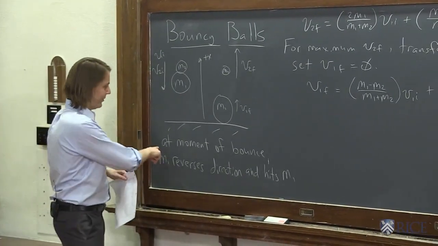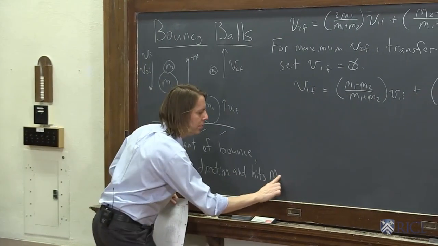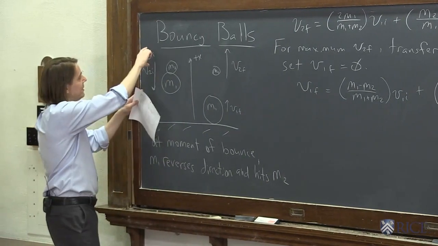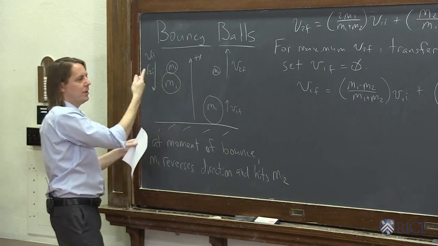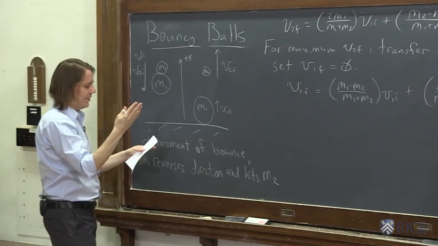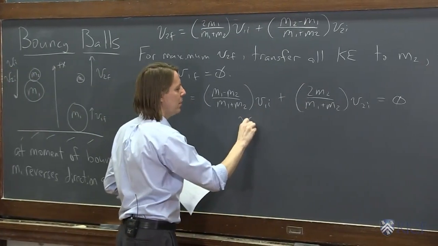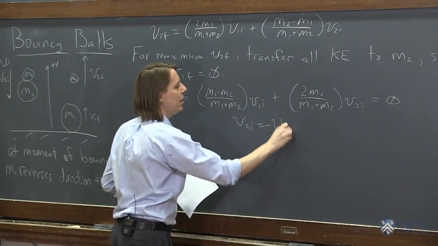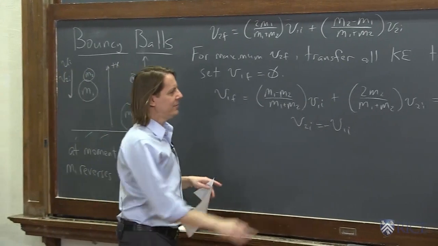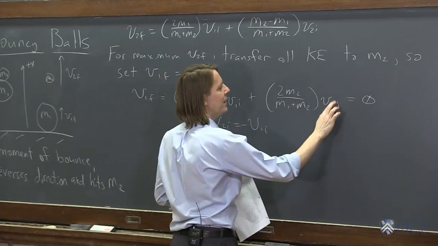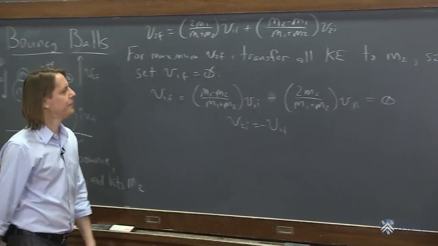Remember this: at the moment of the bounce, M1 reverses direction and hits M2. All right? So these speeds, right when they hit, they've built up the same speeds from gravity, but then this one switches direction. So all that really means is that you could say V2I equals negative V1I. Those two are the same. So what we could do is take this V2I and say it's V1I and just make this negative, like that. Okay.